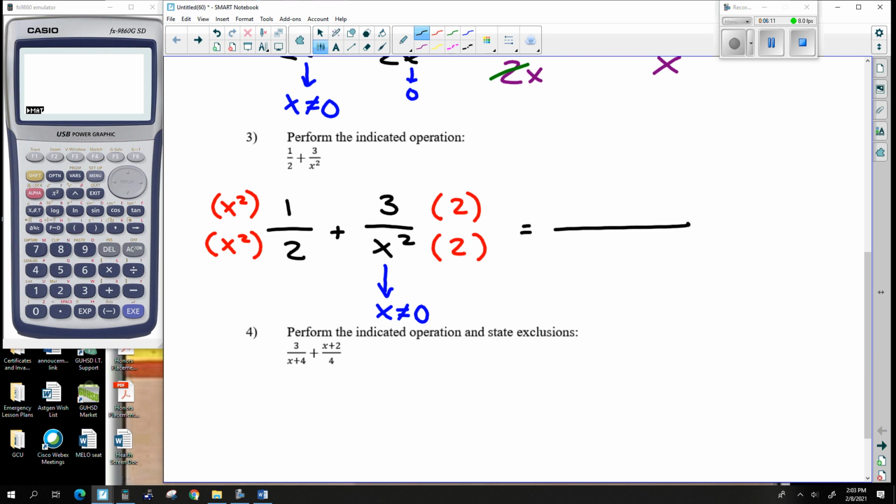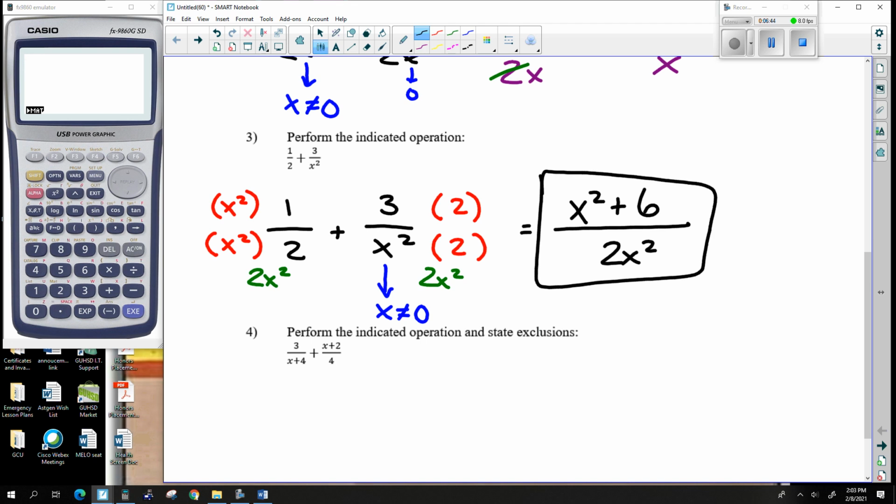So by doing this multiplication, I now have a common denominator. Okay, so this side is 2x squared. This side is 2x squared, as far as the denominator is concerned. And so my common denominator is 2x squared. Now let's see what else I have. So the numerator on the left is going to be x squared times 1, so that's x squared. And the numerator on the right is 3 times 2, which is 6. Nothing can be simplified, and so that would be your result with your exclusions of x can't be equal to 0.